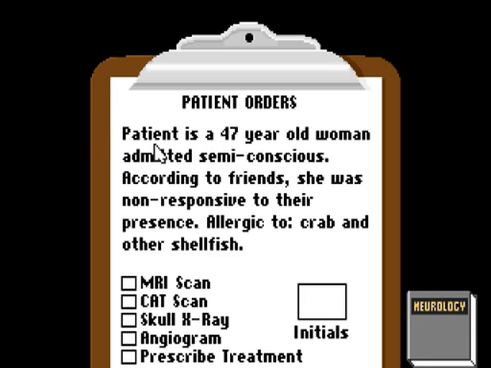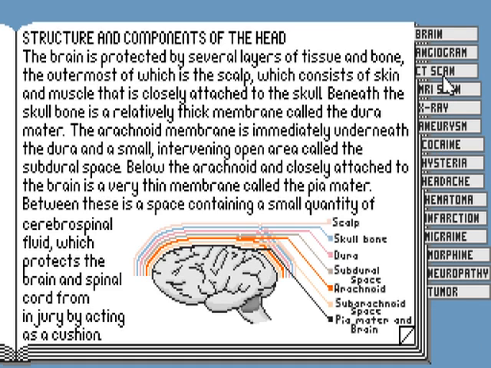Patient is a 47-year-old woman, admitted semi-conscious. According to friends, she was non-responsive to their presence. Allergic to crab and other shellfish. So that's a note if you're going to take her out on a date afterwards. No crab. And here we can prescribe whatever we'd like to do, and put our initials. And you can check your neurological textbook, which is just full of helpful information that I am really not going to read through.